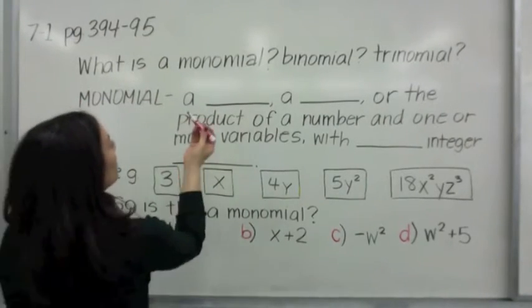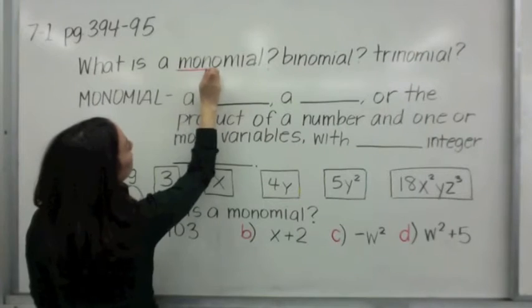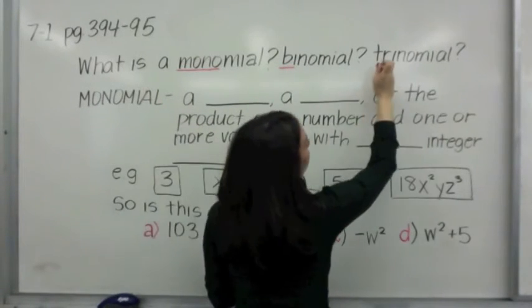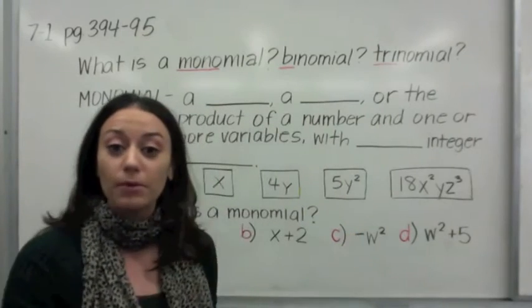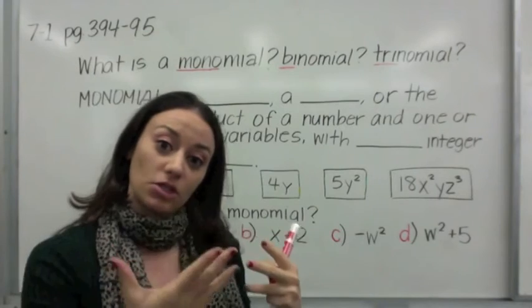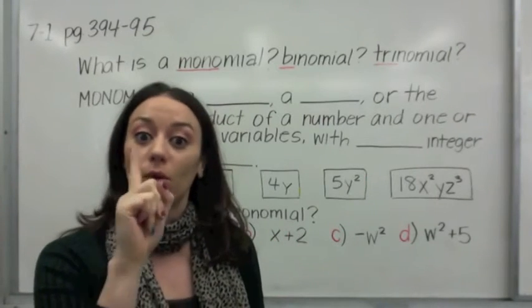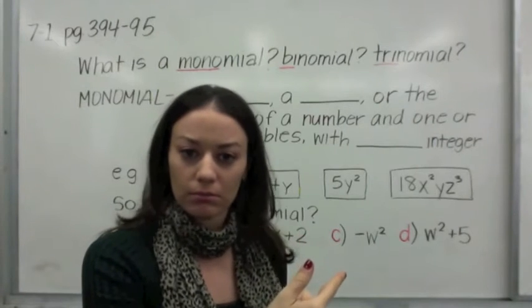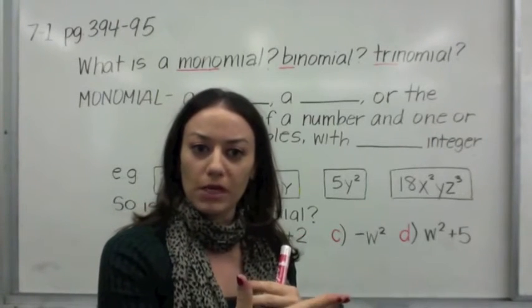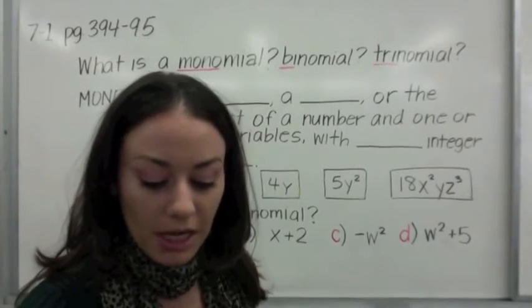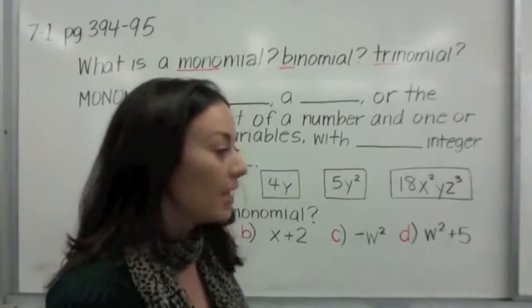Okay, so I'm going to go ahead and underline the prefix mono. What is a binomial and what is a trinomial? Okay, so you probably already know that when you're talking about a monomial, or if something starts with mono, you're talking about one. Okay, binomial means, what do you think? 2, and trinomial means 3. So it's very simple. So when we're talking about monomials, we're talking about a number.